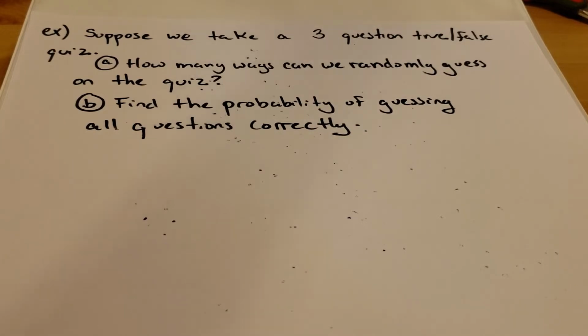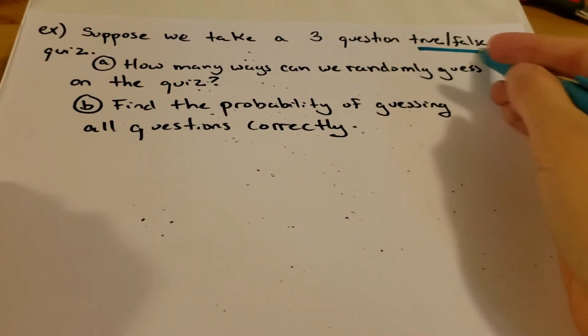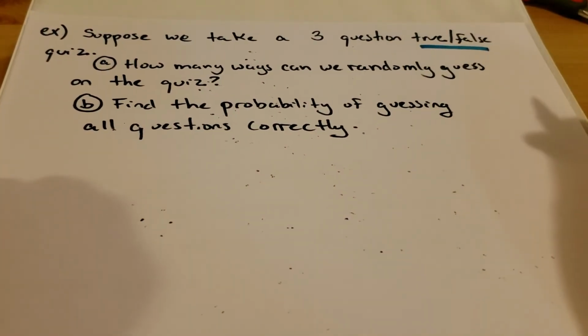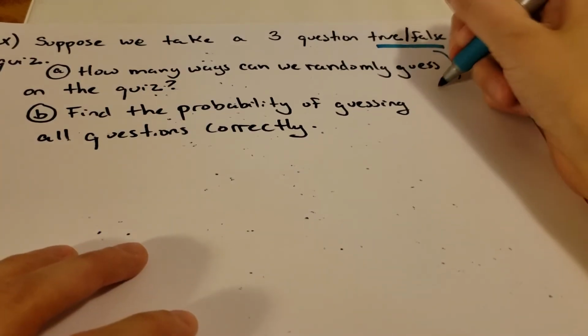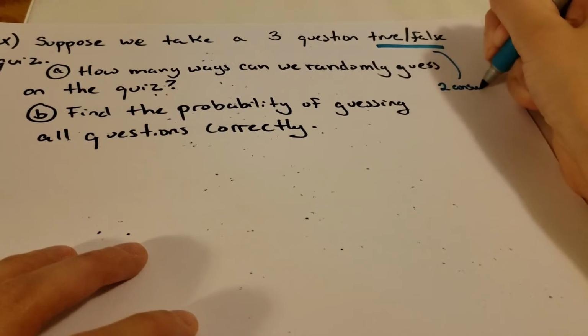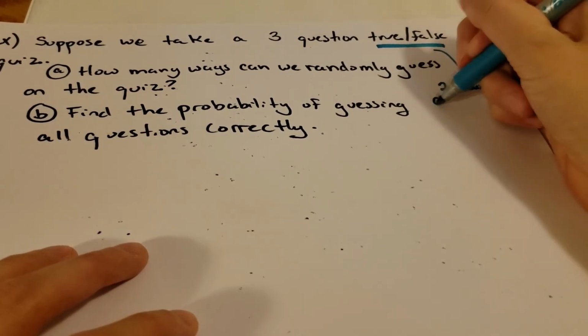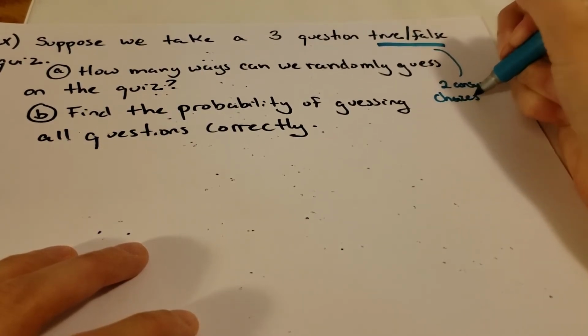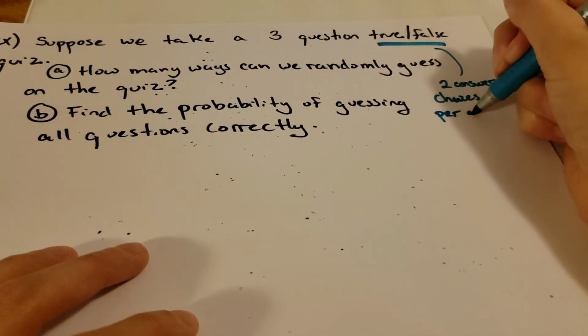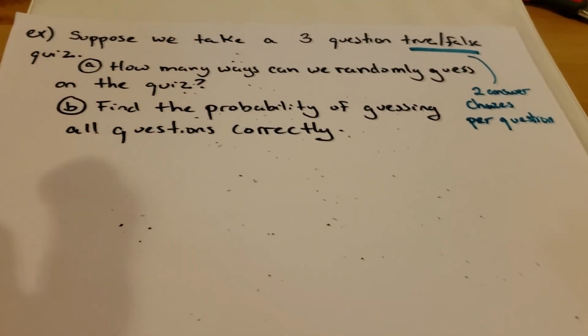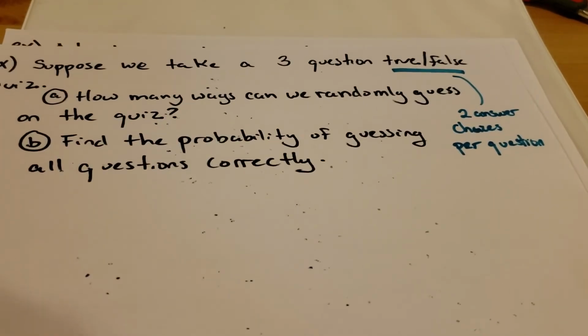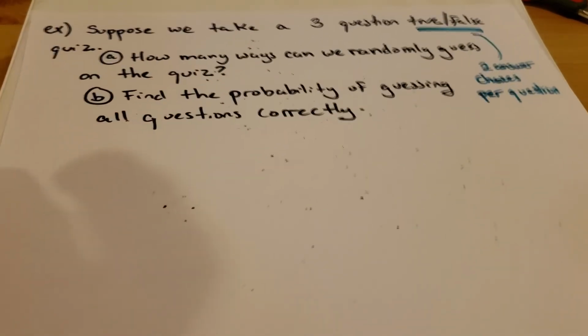you through the solution. If we're taking a true or false test, what that means is there's 2 possible answers for each question, or 2 answer choices per question. Okay, so we have 2 answer choices for each question, and that's going to help us draw our tree diagram.